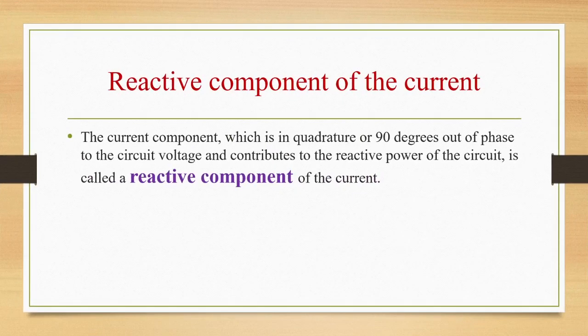Let us see what the reactive component is. The current component which is in quadrature, or 90 degrees out of phase, to the circuit voltage and contributes to the reactive power of the circuit is called the reactive component of the current.